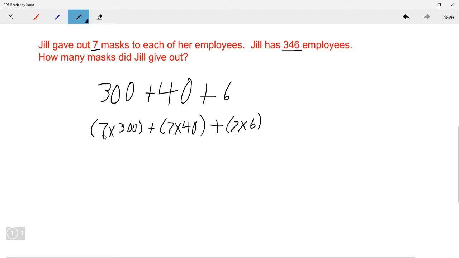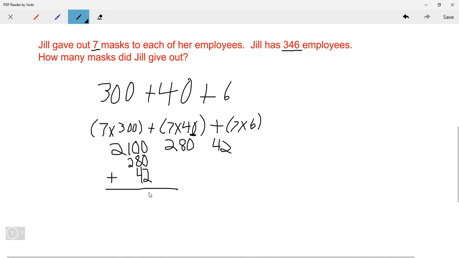Alright, so 7 times 3 I know is 21, and then we have to add these 2 zeros. So 2,100. 7 times 4 is 28, and I have to add 1 zero, so that would be 280. And then 7 times 6 I know is 42. Now we just have to add these numbers up. I'm going to line them up by place value, then just use the standard algorithm.